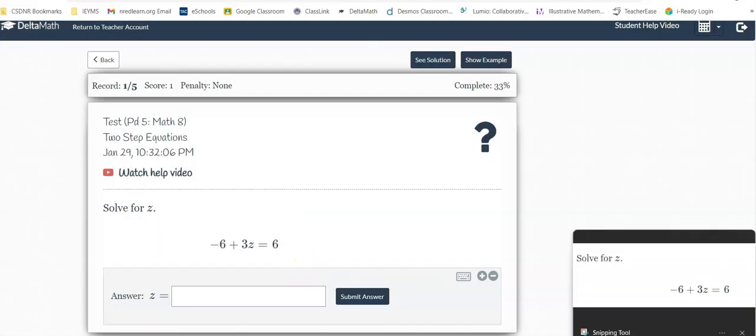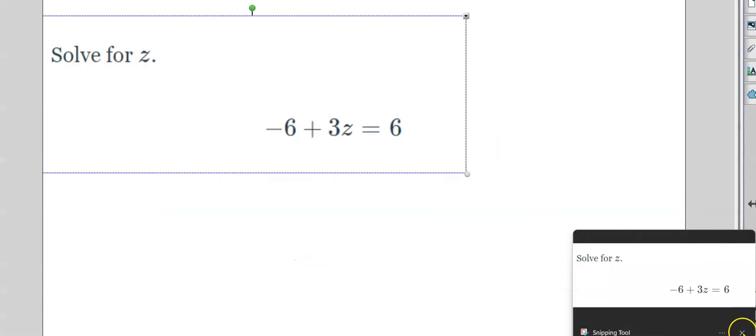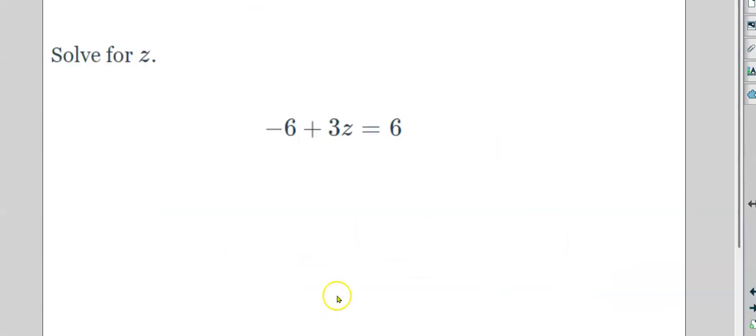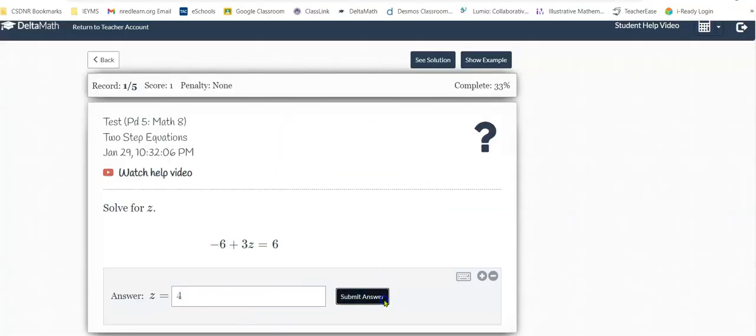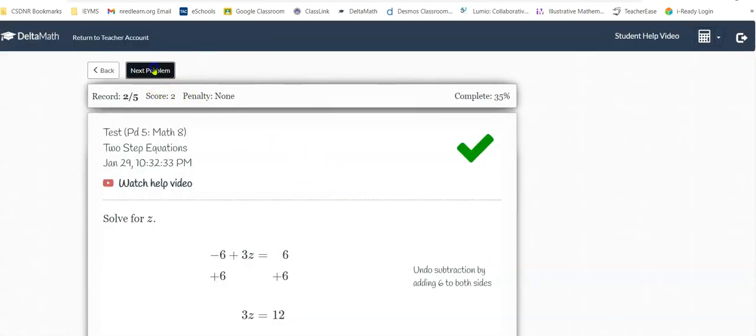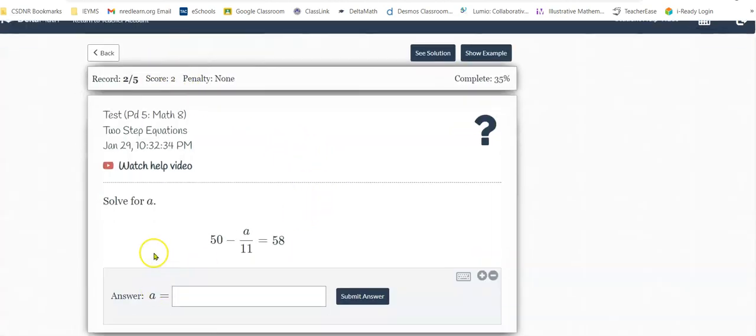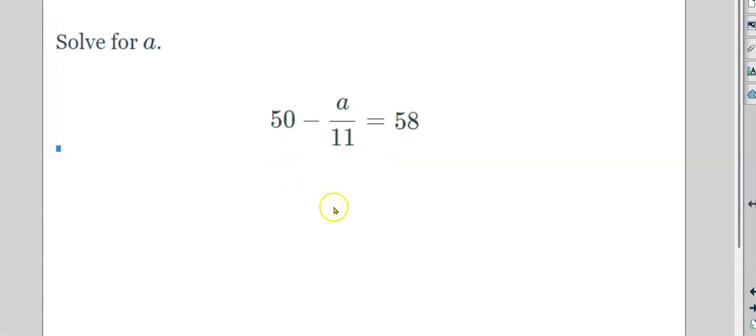So I'm going to do another one here. So my constant is negative 6. To remove that, I put plus 6 on both sides. Rewrite my problem. Divide by my coefficient. And get my final answer, which is 4. Okay, one more time here. Our constant here is 50.